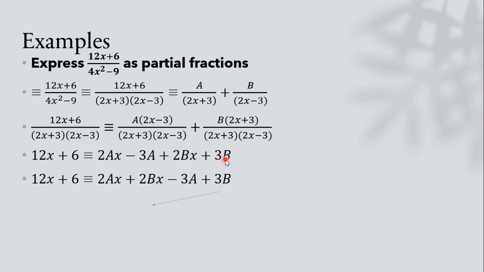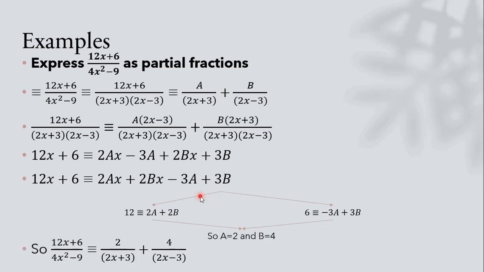Again, we'll put the x terms together and the number terms together, and then equate coefficients. So the x term on this side is the same as the x term on this side, so we get 12 is the same as 2a plus 2b, and the number terms on this side must be the same as the number terms on this side, so we get 6 is the same as minus 3a plus 3b. So then solve those simultaneously and we get a equals 2, b equals 4. So, write them as partial fractions and we get this.